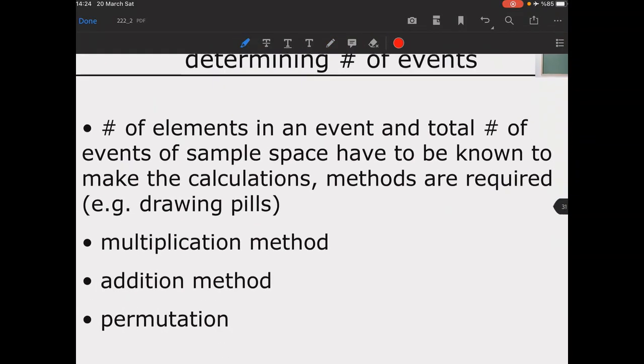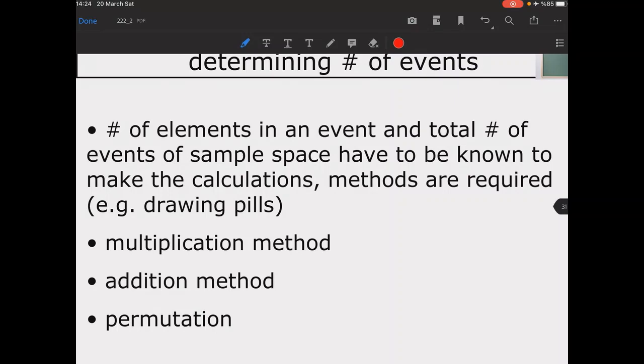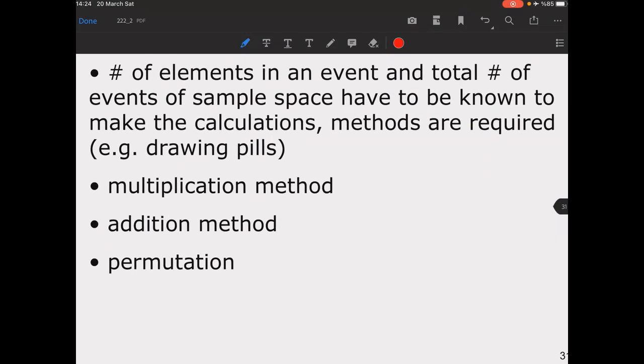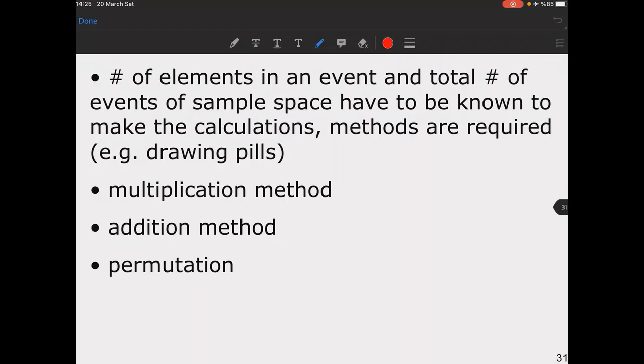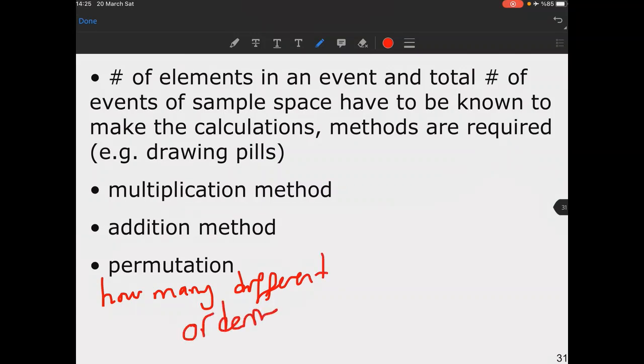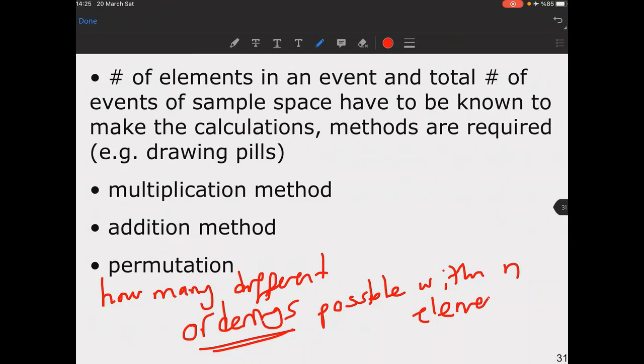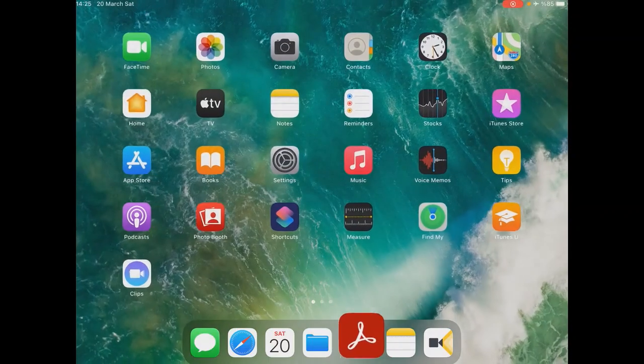Okay, so what about the permutations? Now, in permutations, usually we're curious about how many different orderings are possible within n elements, for example, within the elements of the sample space. We're curious about this for determining the number of events.